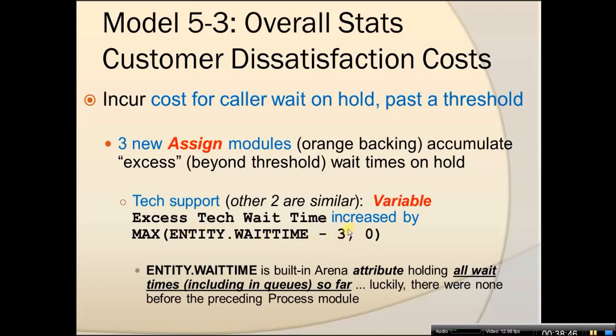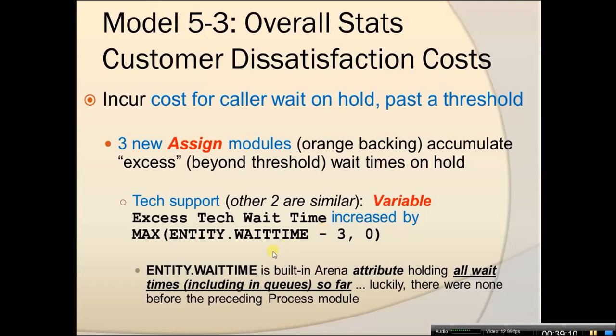If the waiting time is less than 3, then it's going to be negative, so it's just going to be 0 that we're going to add. But if it exceeds 3, then it's going to be positive, and so we're going to be adding that. So it does exactly the thresholding that we wanted to do.